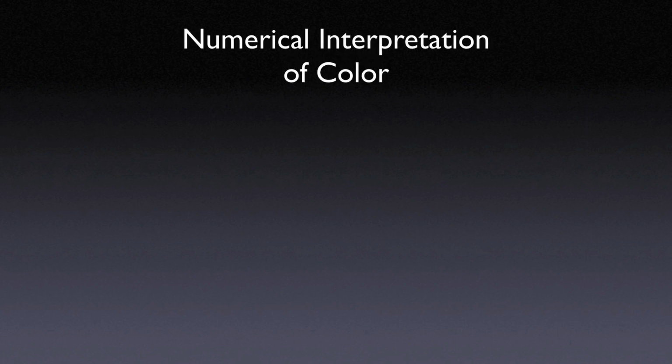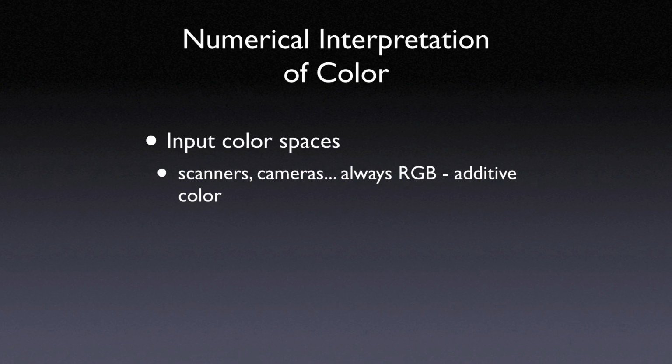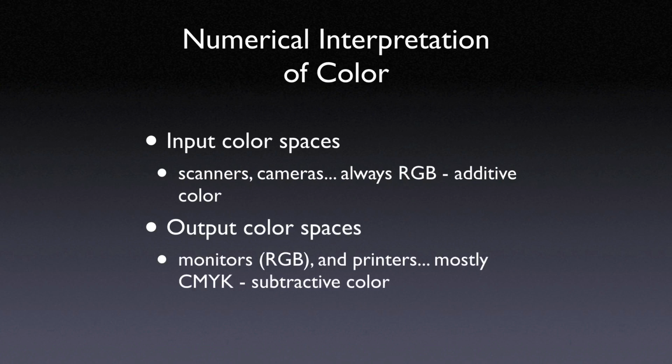There are two device-dependent ways of representing color for digital images, and two scenarios for color display where the numerical interpretation of color comes into play. Input color spaces, scanners and cameras, always capture in RGB, an additive color space, and output color spaces are monitors and printers. Monitors are still in RGB, but printers are most often some kind of CMYK color space, which is a subtractive color space.